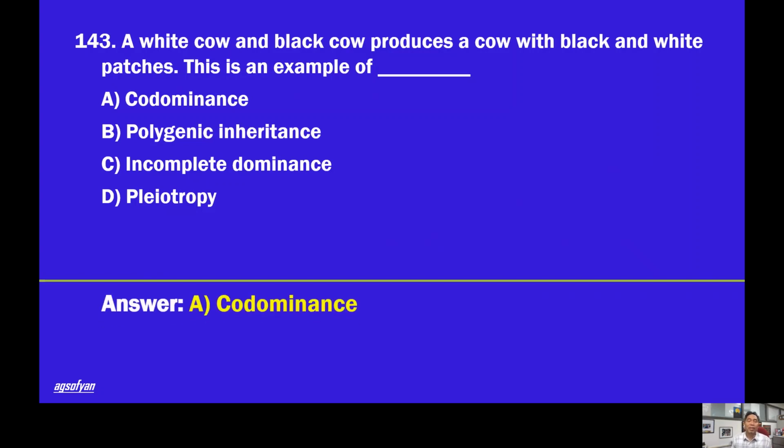This one is codominance, which is where both characters will show up. Remember, incomplete dominance will give you the middle characteristic: black and white will give the gray color. But in this case, the white and black actually produce white and black patches. So this is codominance.